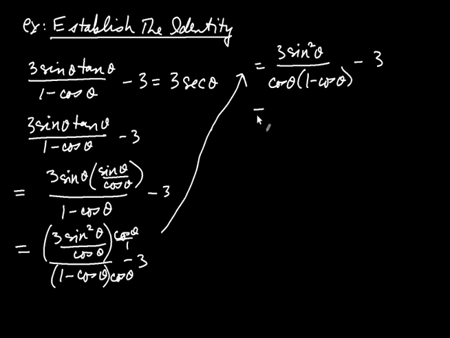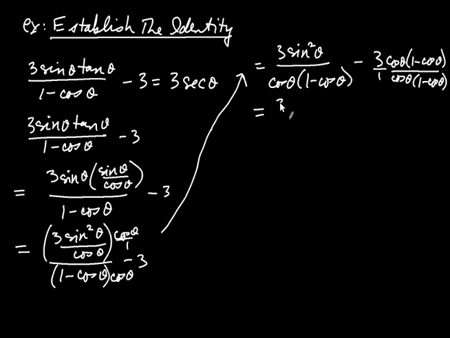Okay, now what we're going to do is get a common denominator, because this is like minus 3 over 1. So I'm going to multiply top and bottom of this by cosine theta times 1 minus cosine theta. I'm going to get a common denominator. Let's go ahead and write that here. So cos theta, 1 minus cos theta, that's for the numerator, and same thing for the denominator.